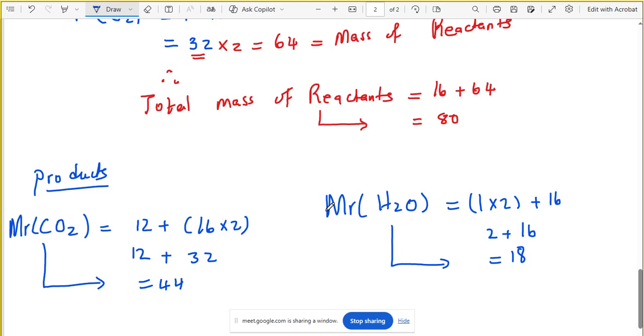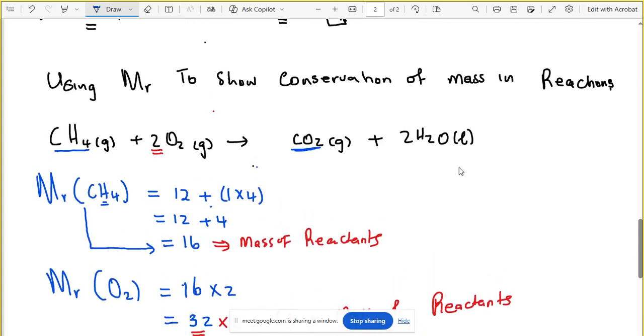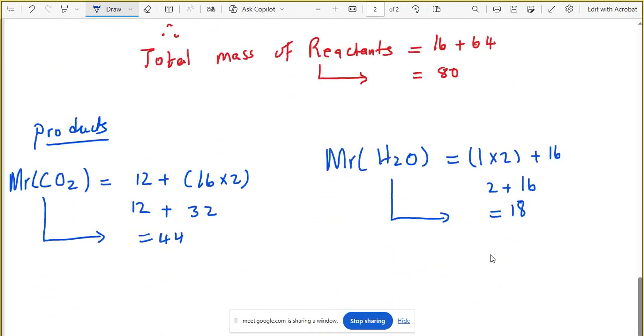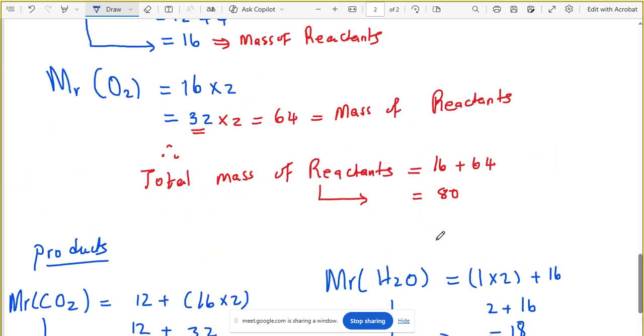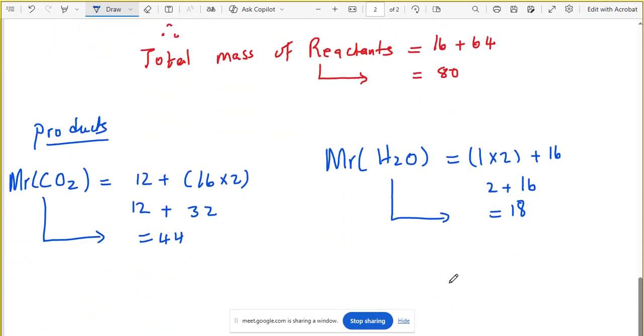Okay, so now remember, water has the coefficient of 2. So this tells you that we have 2 molecules of water. We need to take this 18 and find the mass of this. The mass of this side will be 18 times 2. So 18 times 2, what is that equal to? 36.